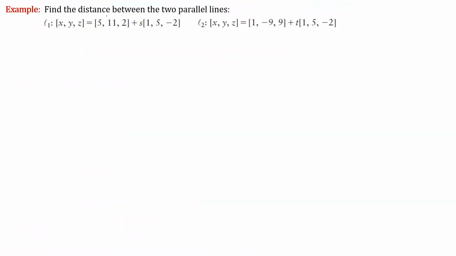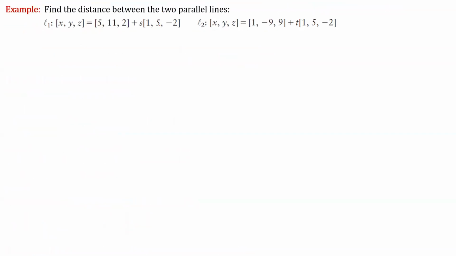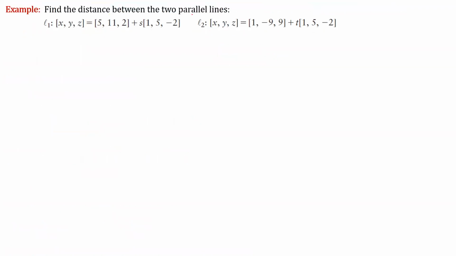Can you find the distance between the following two parallel lines? Well, in the previous question, we have already seen that these two lines, L1 and L2, are parallel and distinct, right? So now can you find the distance between the two parallel lines in three-dimensional space? Okay, I'll give you 4 minutes to have a look at the solution. Then we'll have a look at the solution together, okay?